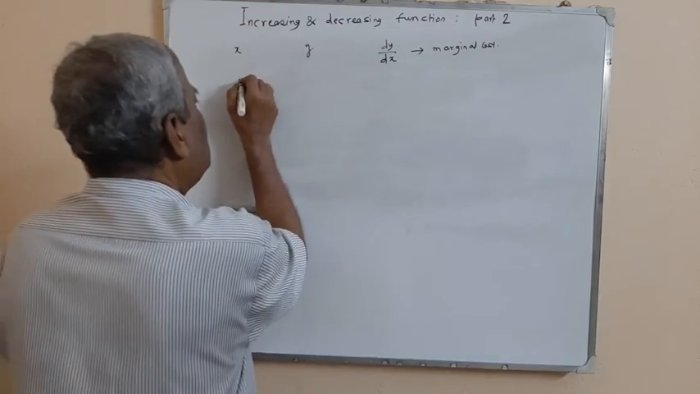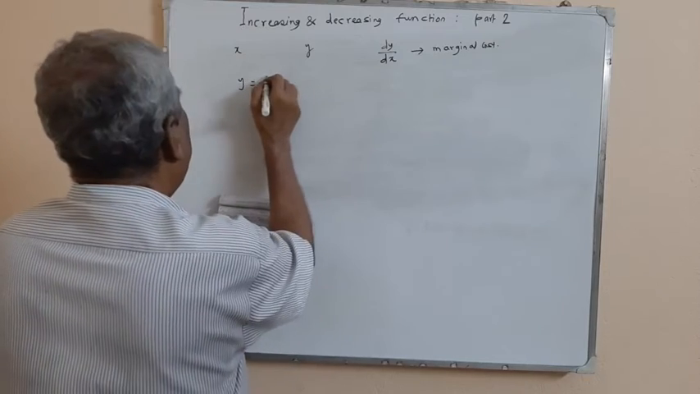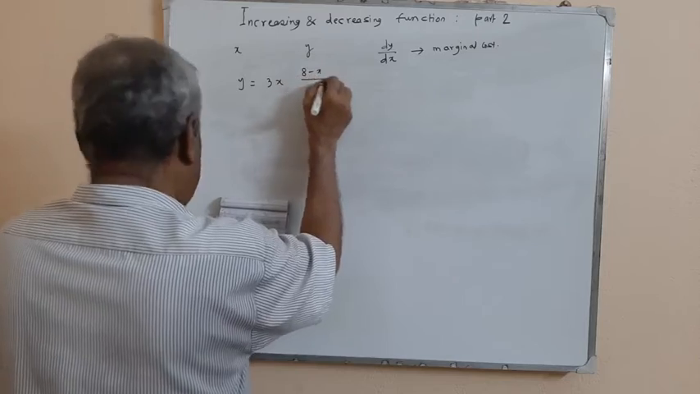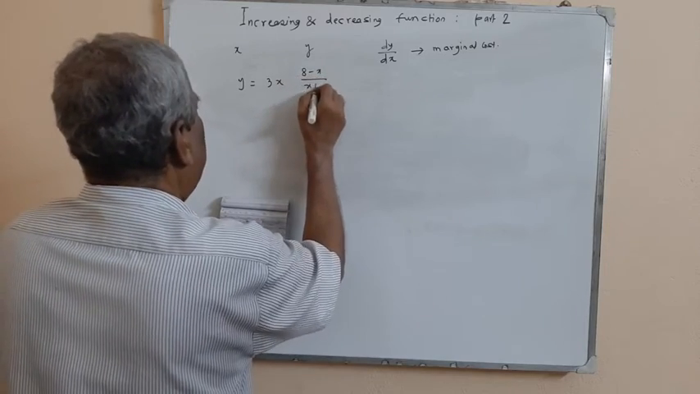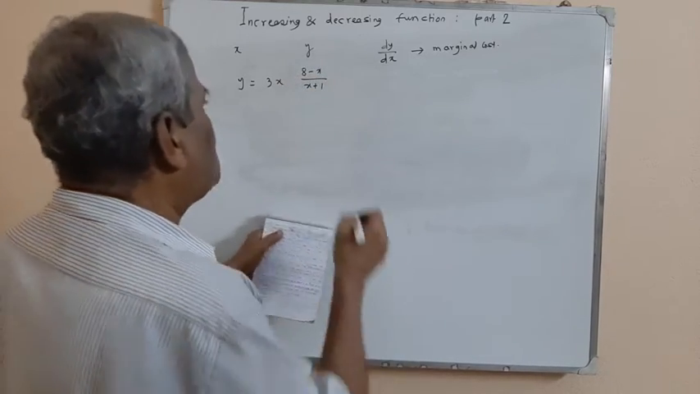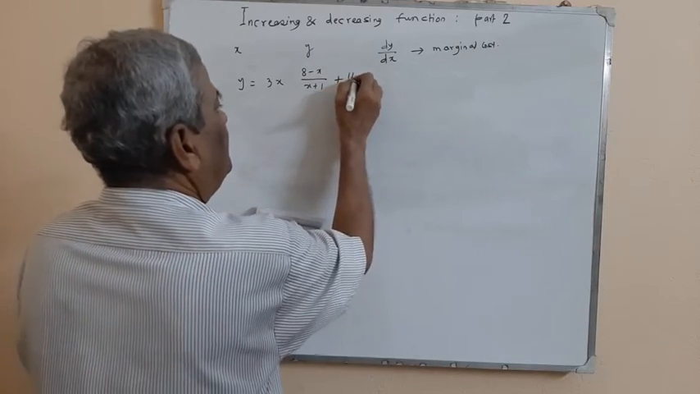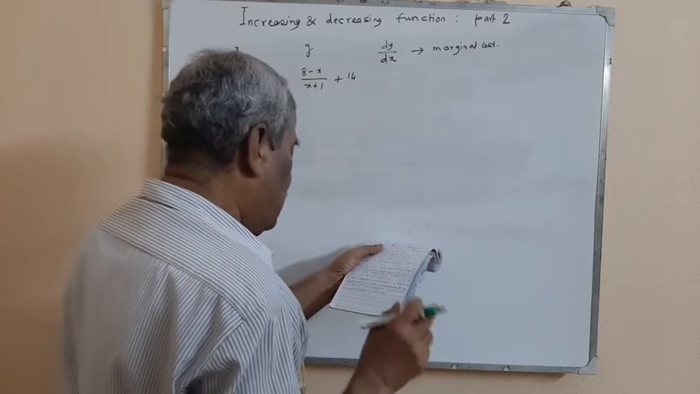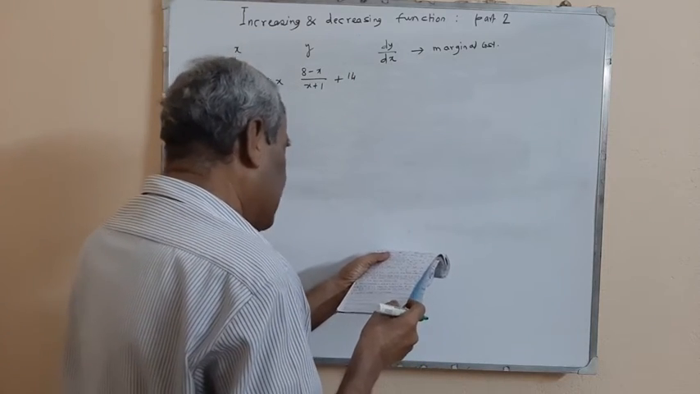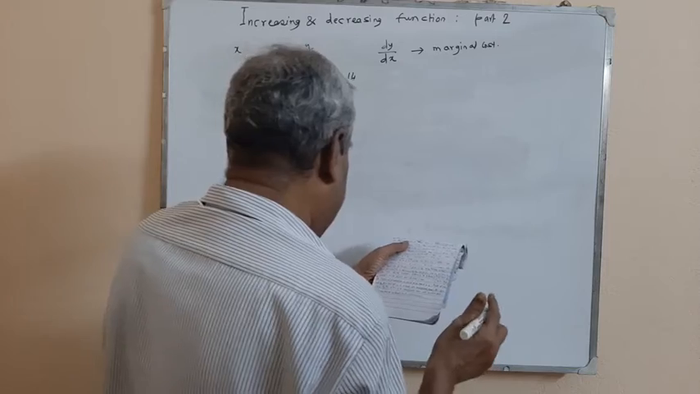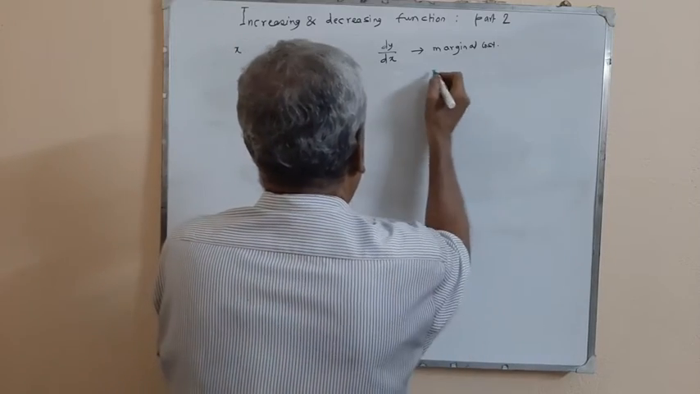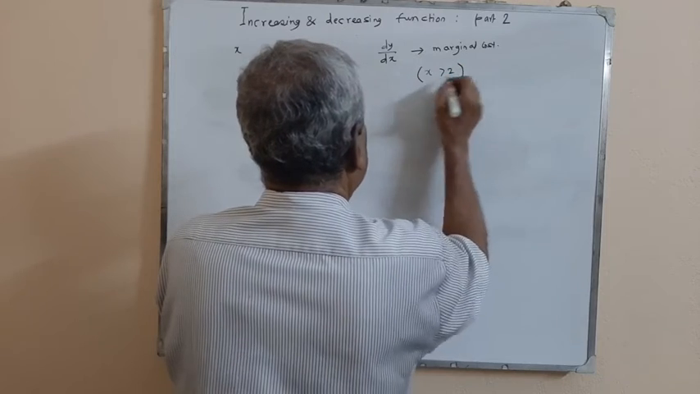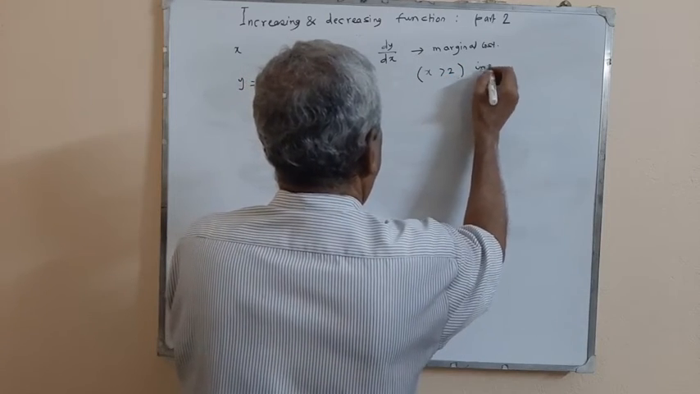If y is equal to 3x(8 minus x)/(x plus 1) plus 14, then show that marginal cost will continuously decrease if x is increasing, given that x is greater than 2.